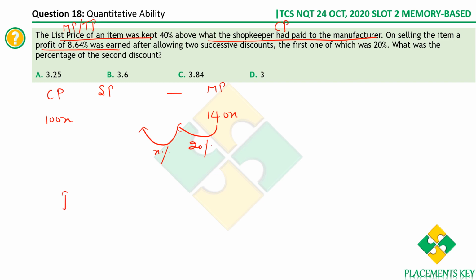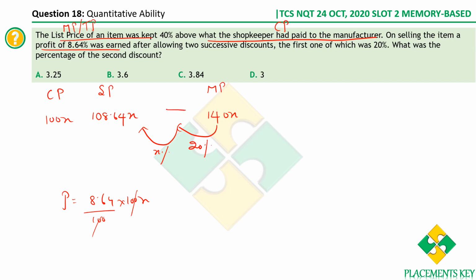Let me write it here. What I'm saying is profit is 8.64 by 100 of 100x. So we have an x, the 100 cancels, and you get 8.64x. So profit is 8.64x. Therefore, the selling price should have been 108.64x. Okay, now the question is very simple.